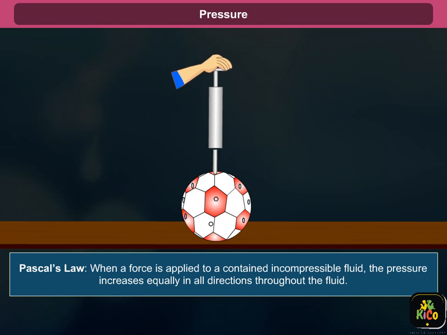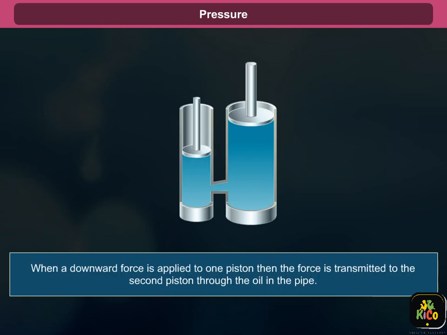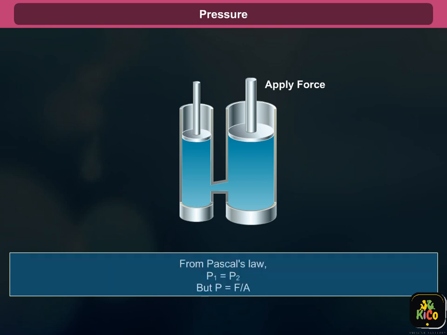Pascal's law. When a force is applied to a contained incompressible fluid, the pressure increases equally in all directions throughout the fluid. 2 pistons, 1 and 2, fit into 2 glass cylinders filled with oil and connected to one another with an oil-filled pipe. When a downward force is applied to one piston, then the force is transmitted to the second piston through the oil in the pipe. From Pascal's law, P1 is equal to P2, where P1 is the pressure exerted by the first piston and P2 is the pressure exerted by the second piston.